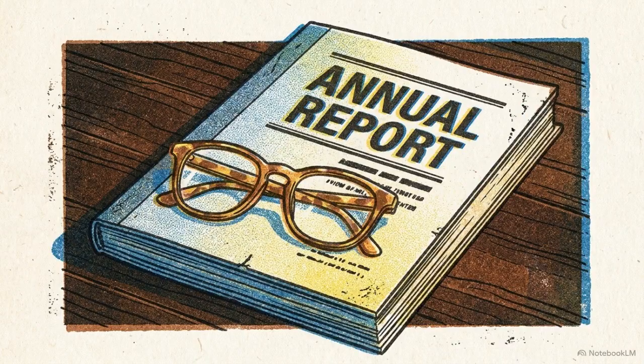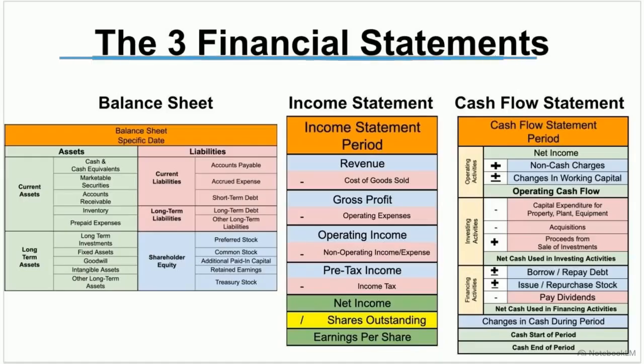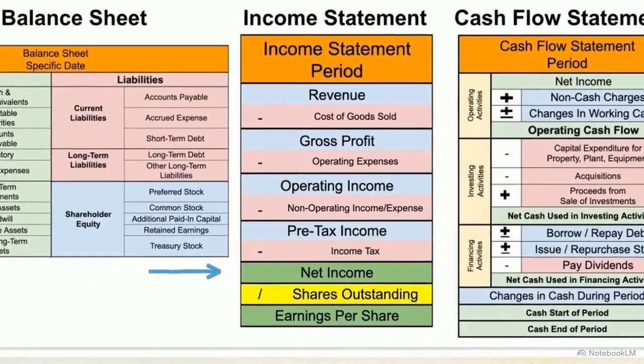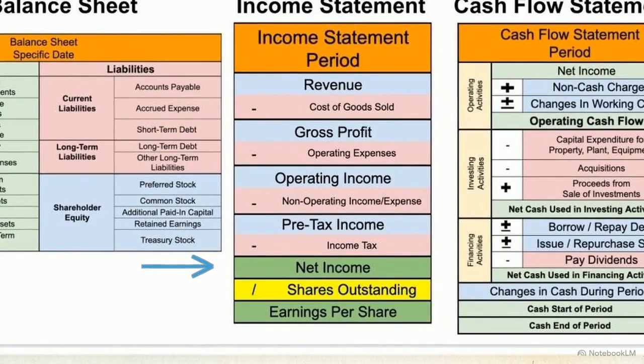To see how healthy that business is, we have to read its financial report cards. This document shows the three primary reports: the balance sheet, income statement, and cash flow statement. They detail what a company owns, owes, and earns. At the bottom of the middle column is net income, revealing the actual bottom-line profitability.